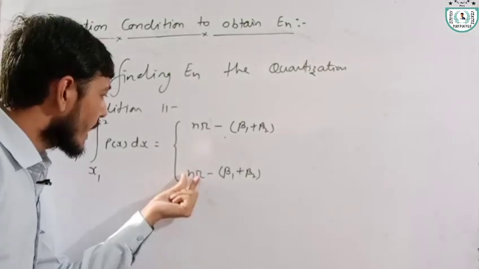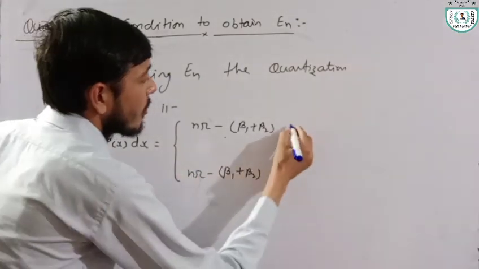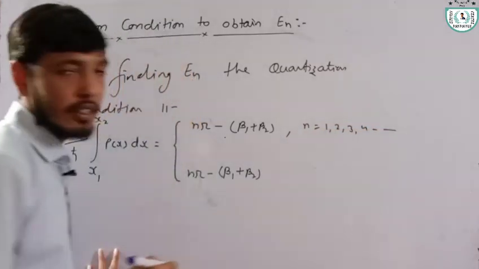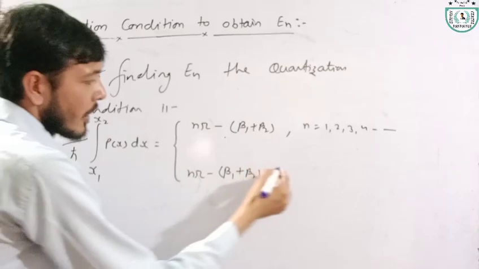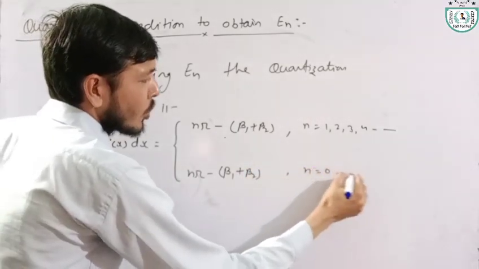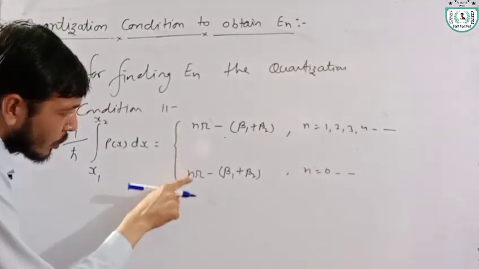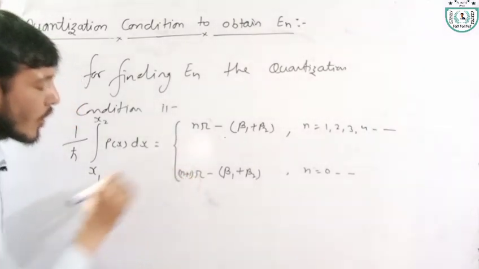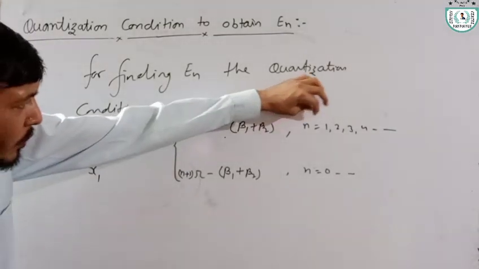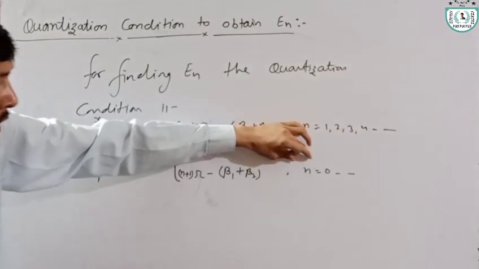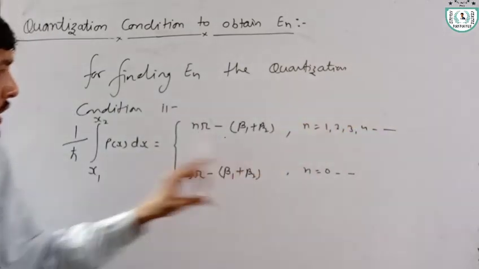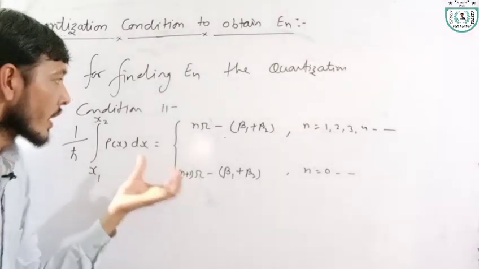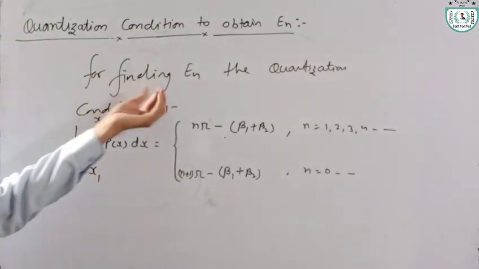Here n is equal to 1, 2, 3, 4 and so on. And if we take n from 0, 1, put n is equal to n plus 1. The difference between n from 1 to n and n from 0 to n is only here n and here n plus 1. This is the quantization condition for finding En.